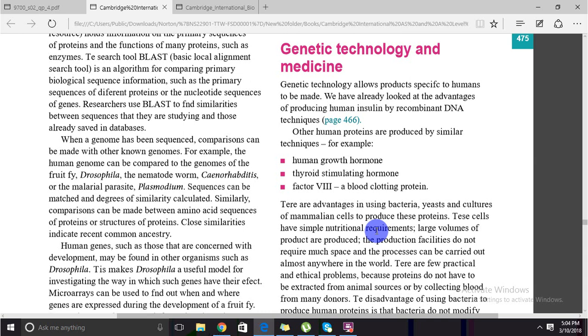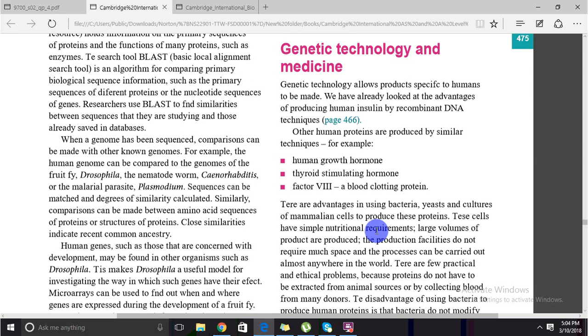Production facilities don't take up a lot of space, because you literally just need a fermenter. How much space do you think it will occupy? Don't need lots of space and can be carried out almost anywhere in the world. And these are for the learning outcomes.